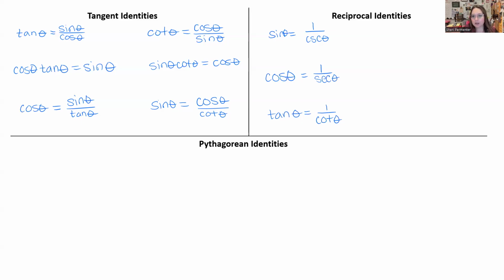And it works the same the other way. So cosecant is equal to 1 over sine. Secant is equal to 1 over cosine. And cotangent is equal to 1 over tangent. So again, you might see something like this and you can turn it into this. You can also use reciprocals as taking what you have and flipping it upside down.